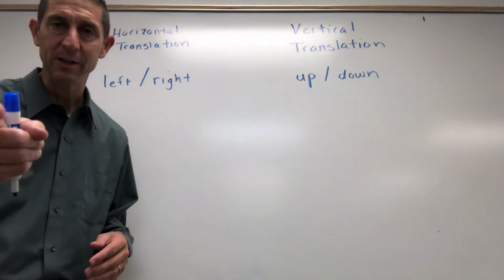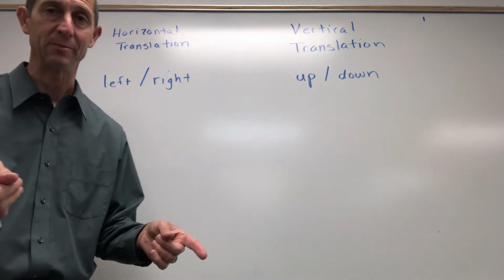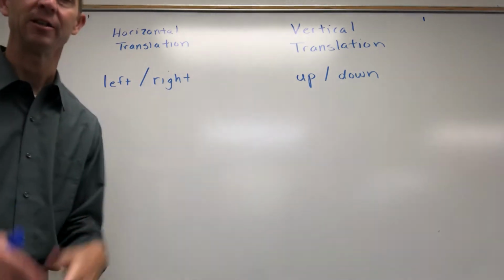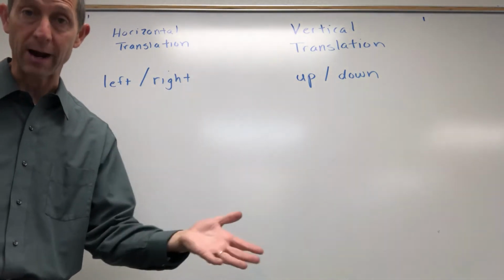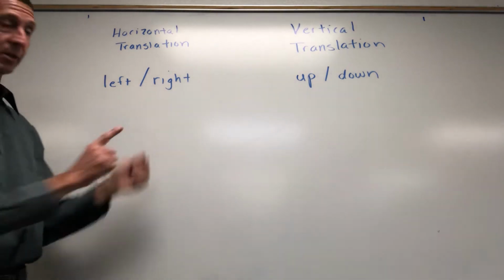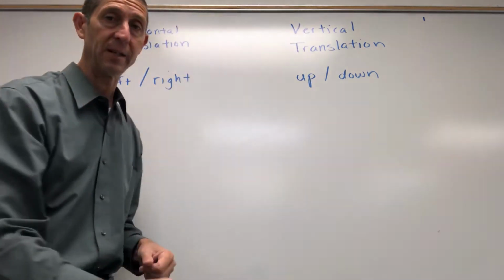Hey, good morning guys. We got to start with writing some equations for this little set of problems. So horizontal translation, vertical translation, how does it change your graph? How does it change it? Horizontal is what moves things left or right. Vertical changes it up, down.